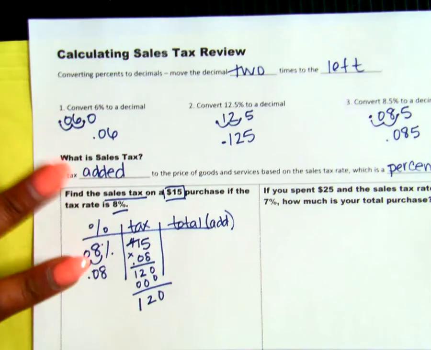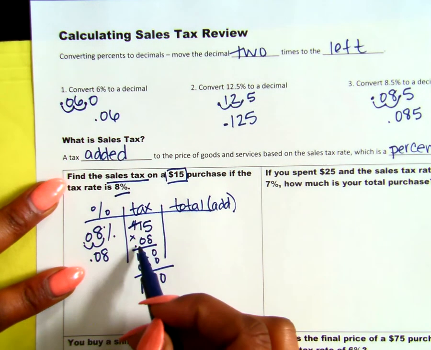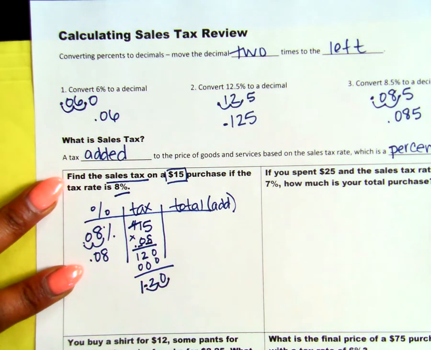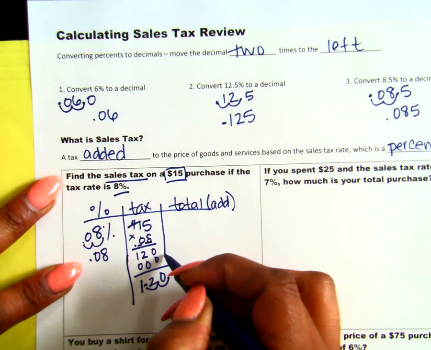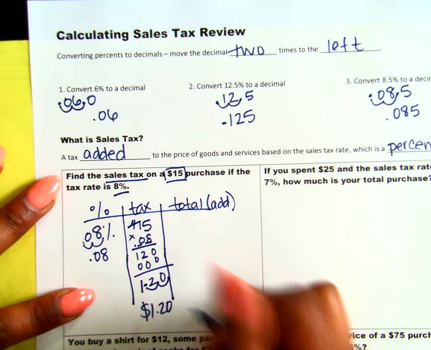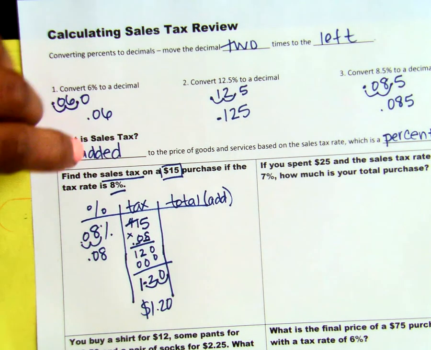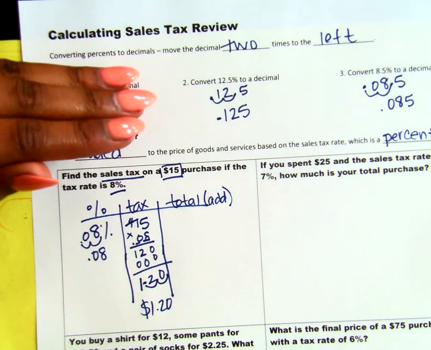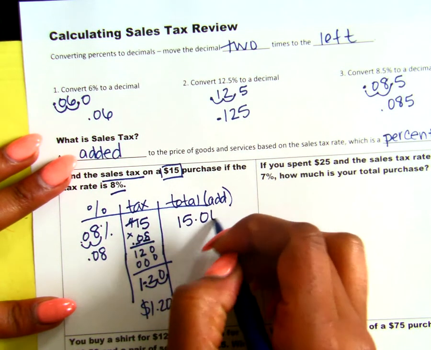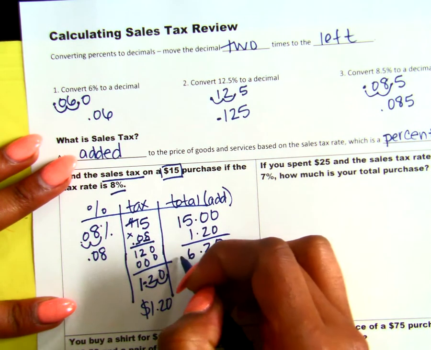Now we're not done yet. We have a decimal up here, so we need to make sure we have a decimal in our answer. There's 2 numbers behind the decimal, so we move it over 2 times to the left. So our sales tax, and just the sales tax, is $1.20, okay? So if it's just asking for sales tax, that is all you would do. If it were to ask for the total purchase, right, you would just add your price to your sales tax, and that will give you the total.